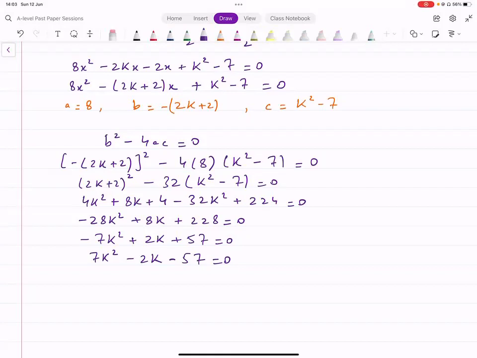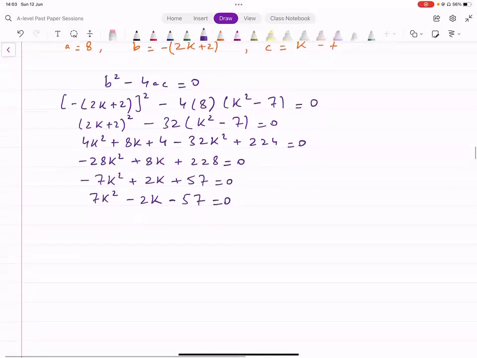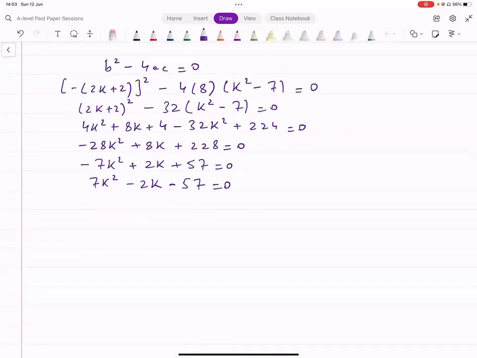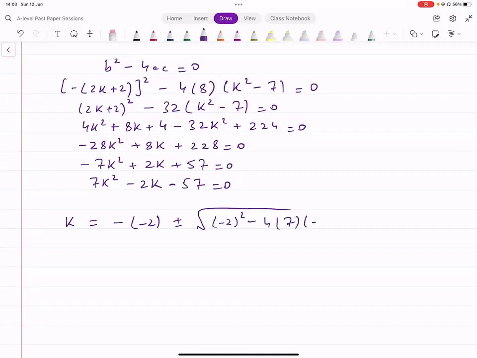If you can't think of factors, in this case it's difficult to think of the factors because it's large numbers. So even if it can be factorized, what you can do is just input values in the quadratic formula. Let's do that. We have k equals minus into -2 plus minus square root of b, which is -2 whole squared, minus 4 into 7 into -57, divided by 2 into 7. And once you've input values in the formula, if you want, you can just write down answers directly from your calculator, and that will be okay.